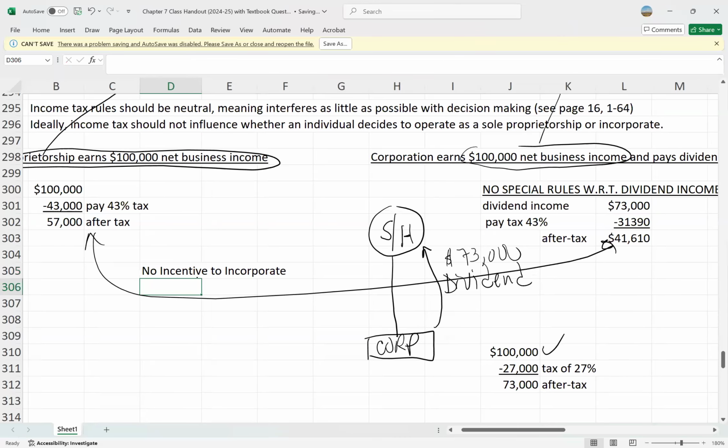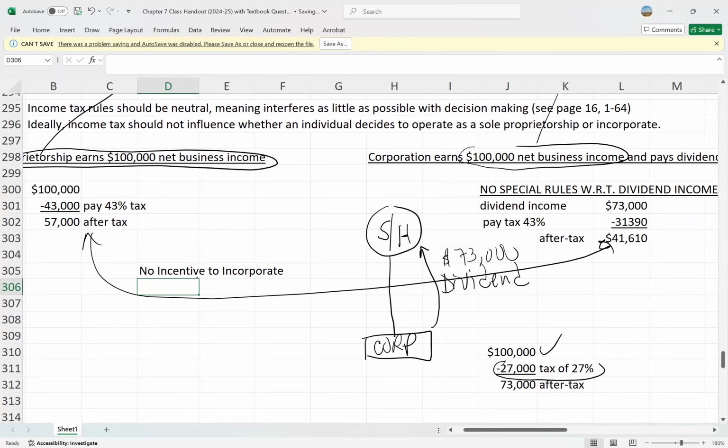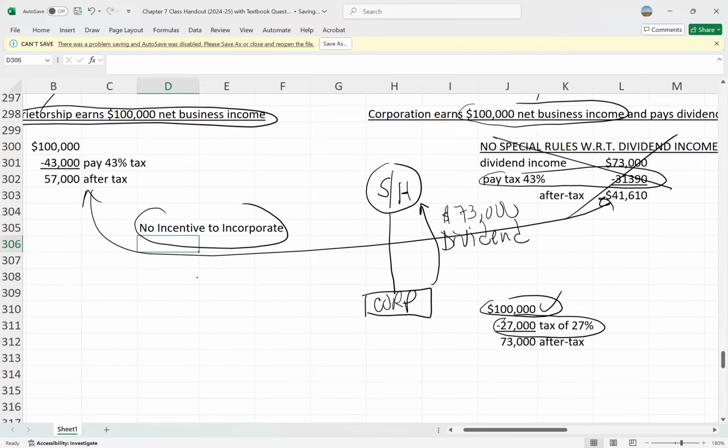Because if you think about it, the corporation has already paid some amount of tax. So it's kind of unfair to have the individual sort of pay this huge amount of tax when the corporation has already paid some tax of the profits that originated of where the dividend originated from. So that's sort of why we have special rules with respect to dividend income, because if there was no special rules, there would be no incentive to incorporate. So we don't do this if we're an individual receiving dividend income. So what do we do instead?